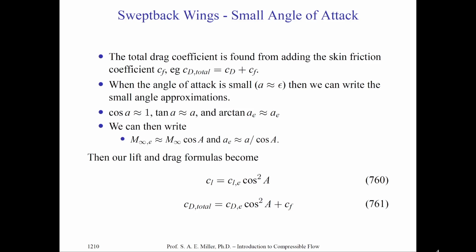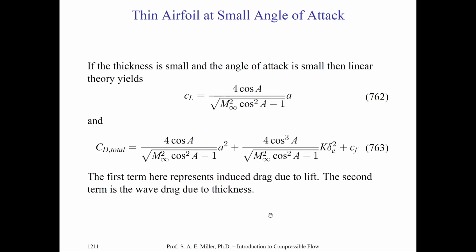We can then substitute these relations into our previous formulas for CL and CD, and we can write CL goes to CL cosine squared of the sweep angle, and the total drag goes as the drag coefficient times cosine squared A plus the skin friction from this equation up here. And so these are amazing equations. You can see indeed that the lift and drag will be going as the original value of cosine squared A and cosine squared A plus CF respectively.